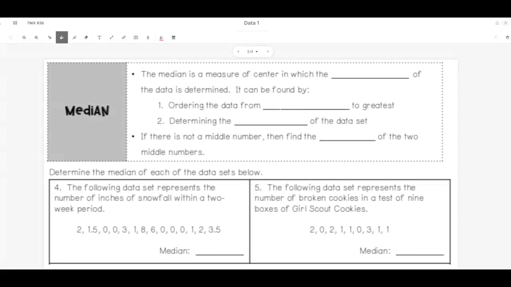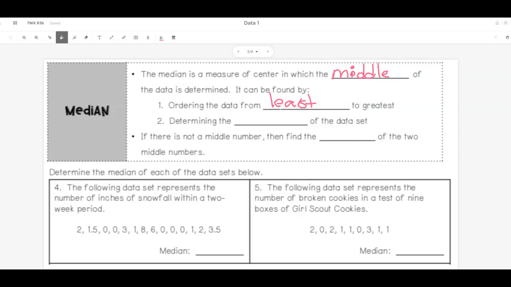Okay, the median is a measure of center in which the middle of the data is determined. Instead of Malcolm in the middle, it's median in the middle. It can be found by ordering the data from least to greatest.